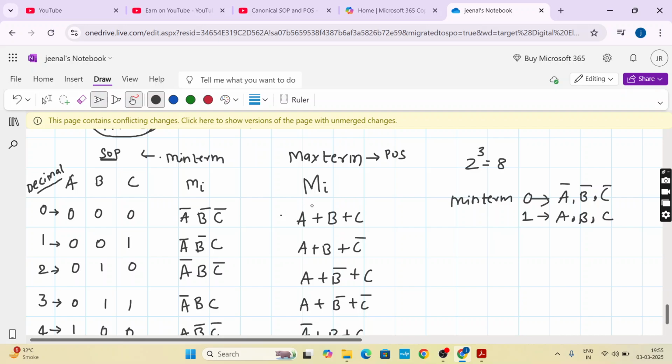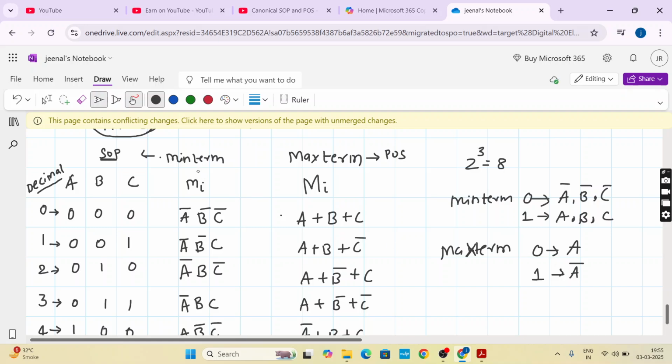For maxterm, it is reverse. So for maxterm, if it is a 0, then I write it as normal, which is A. And if it is 1, then I write it as A bar. The same goes with B and C. I'm not repeating it again.